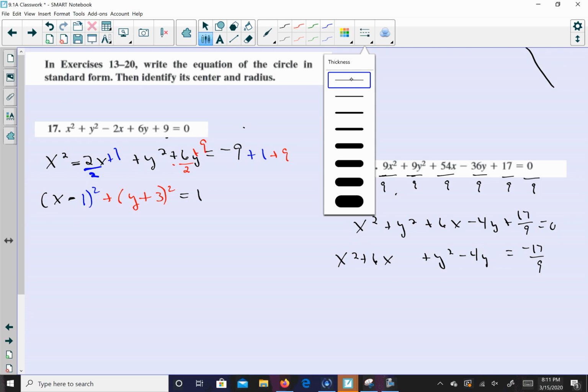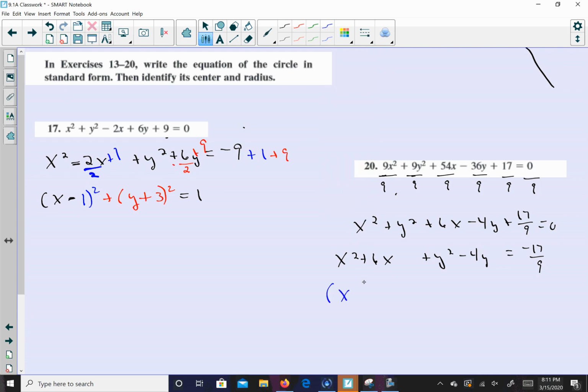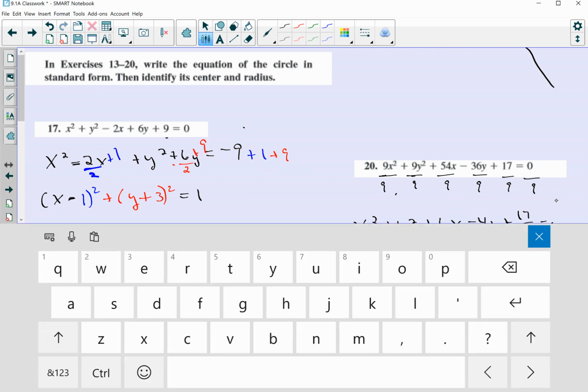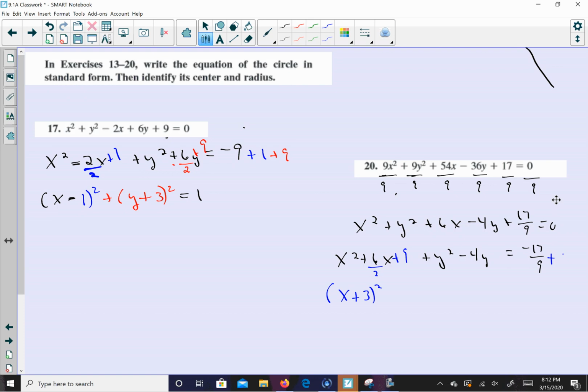I'm going to take the x first. This is a plus sign, so I'm going to write a plus sign. Take this 6 and divide it by 2, and I get 3. 3 squared is 9, so I'm going to add 9 to this side, which means I'm going to add 9 to this side. Then for the y's, I'm going to divide the 4 by 2. This is a minus sign, so I'm going to copy that down. 4 divided by 2 is 2. 2 squared is 4, so I'm going to add 4 to this side, and I'm going to add 4 to this side.